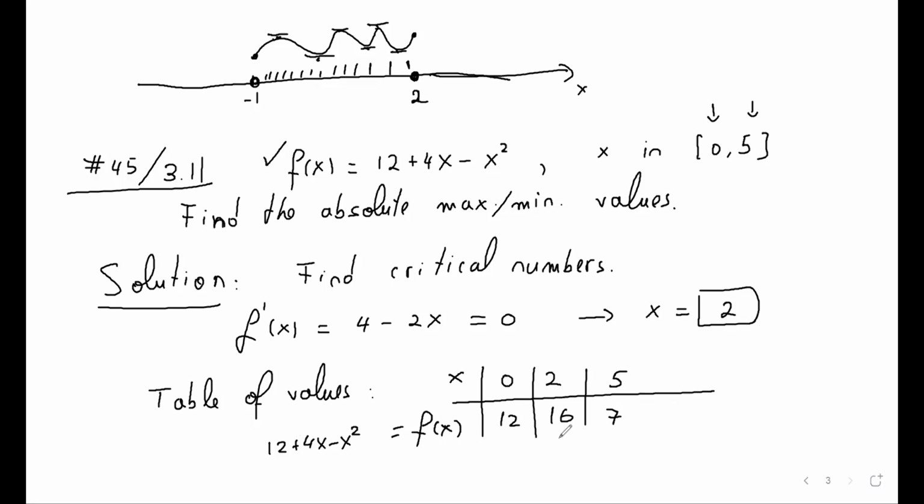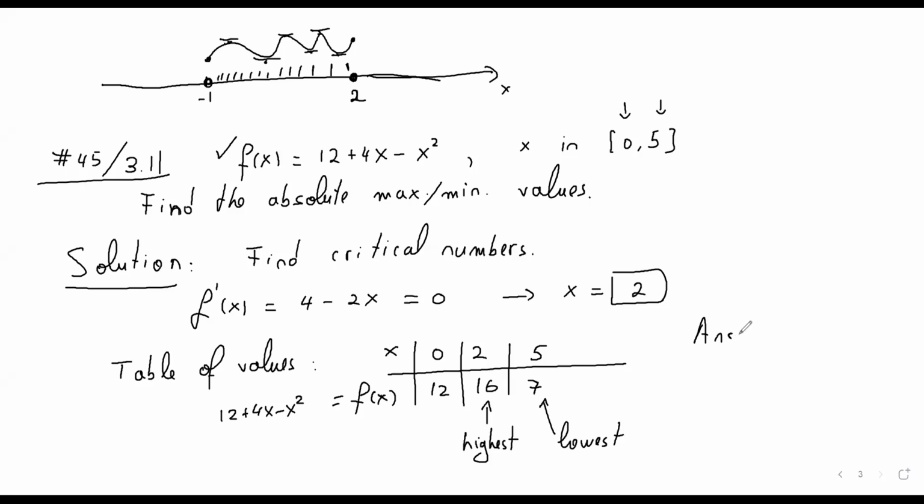So we can see that the highest value is this one, and the lowest value is here. So this is the local maximum. You can say the answer here: local maximum at x equals 2, local minimum at x equals 5. That's a fine answer.